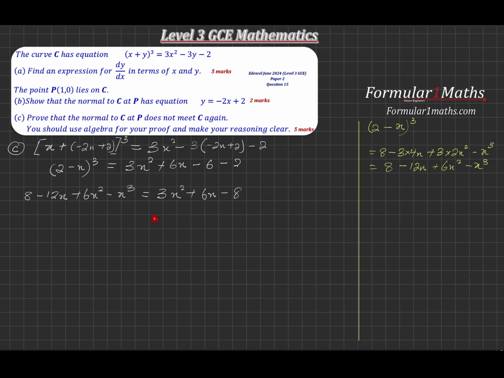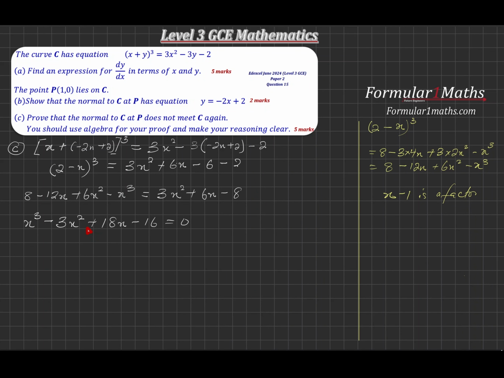And I can simplify this now. If I do that, I'm going to get x cubed minus 3x squared plus 18x minus 16 equals 0. But we know that this equation, which is the equation of the normal, and this curve meet at one point. And that point is P, which has coordinates 1, 0. So this means that x minus 1 is a factor of this cubic equation here.